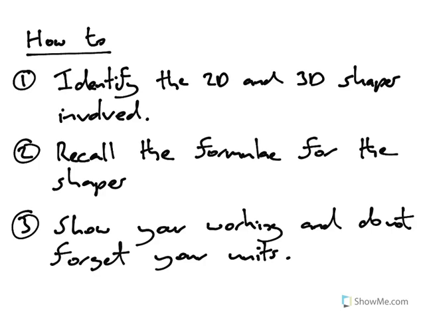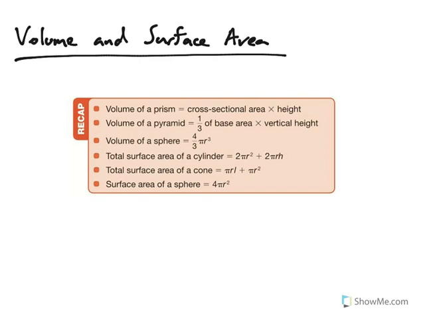Recall the formulae for the shape. So I need to look at my formulae. I want to do the volume of the cone. The volume of the cone isn't here, that's a bit annoying. However, the volume of the cone is the same as the volume of a pyramid: a third of the base area times vertical height. So a third of base area times vertical height is the volume of a cone and pyramid.